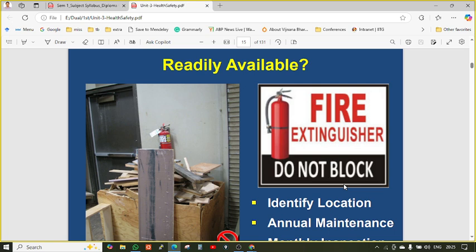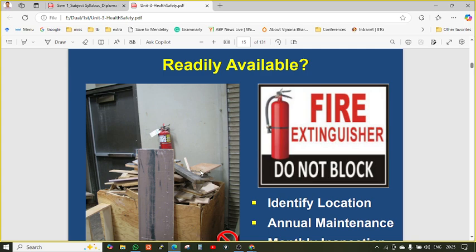Then these things are already known. The fire extinguisher is also available everywhere, in commercial places as well as industrial places, because whenever there is a fire outbreak, fire extinguishers are readily available to use. And people also have some training on how to use these fire extinguishers very wisely.